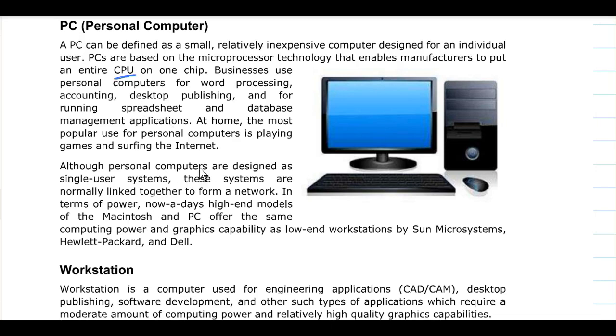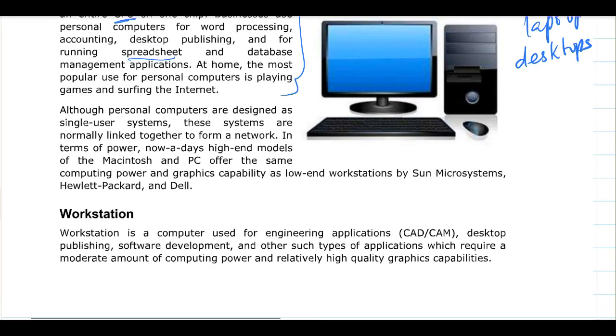Businesses use personal computers for word processing, for accounting, for desktop publishing and running spreadsheets. So most of the businesses today use personal computers. This is the category where laptops and desktops fall. Although personal computers are designed as single-user systems, these systems are normally linked together to form a network. These are the ones that now form the internet.